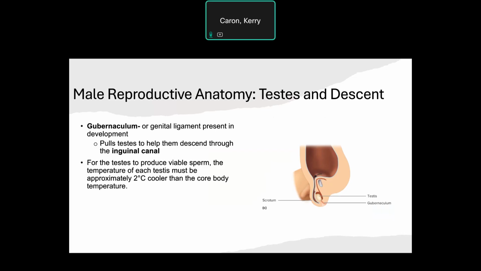The reason for this, that it's outside of the body, is that it's 2 degrees centigrade cooler than the core body temperature. And for the sperm to be viable, for them to be effective, they need to be a little bit cooler. So that is why the testes are descended.